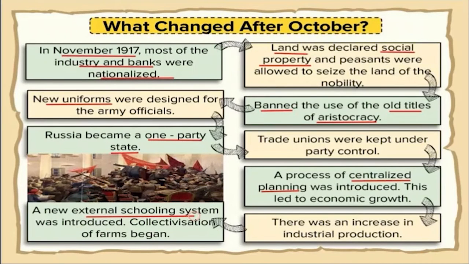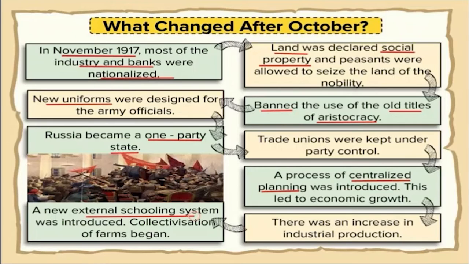There was the April Thesis given. In November 1917, most of the industry and banks were nationalized. Nationalized as in, they will be controlled by the government. That was under one part of the April Thesis given by Vladimir Lenin. Land was declared as social property, and peasants were allowed to seize the land of the nobility. So the peasants were told, no, you do not have to suffer. Go and take the land of the nobility. No one will stop you. It is social property from now on. You can snatch it away from the nobility also.